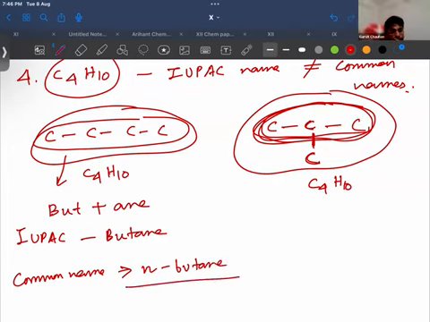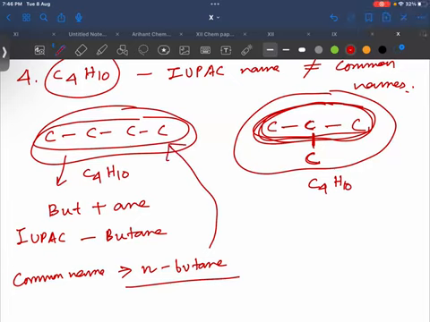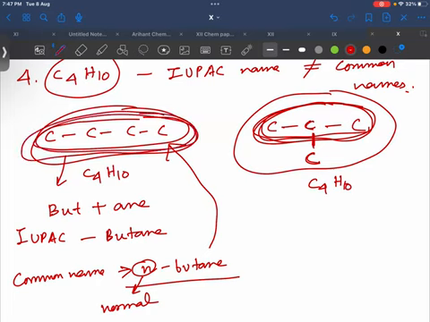So this is for the branched one, right? Like the continuous one, let me repeat. This n-butane is for the continuous one. The common name is for this continuous one. N stands for normal. You have to use n whenever you have no branching. Whenever there is no branching, you can use n as the common name. Understood everyone?